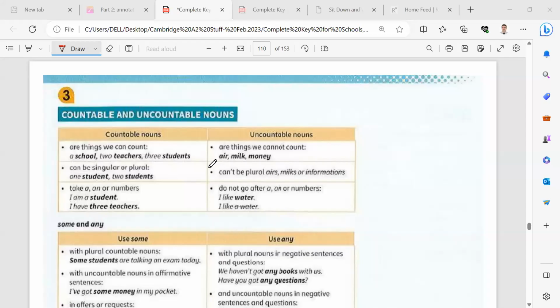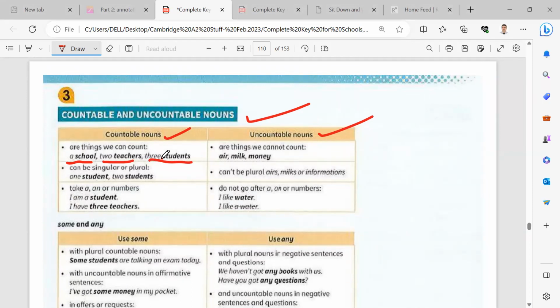Right. Okay. Let me stop sharing this and I'll give you more practice and more examples here. Could you please, Nawaf, read countable and uncountable nouns? What do you mean by countable and uncountable nouns? Things we can count, like what? A school, 2 teachers, 3 students. Can you read the complete one, please? Okay. A school, 2 teachers, 3 students.